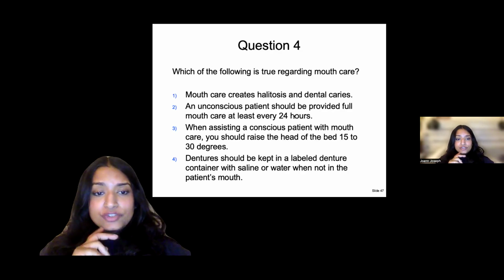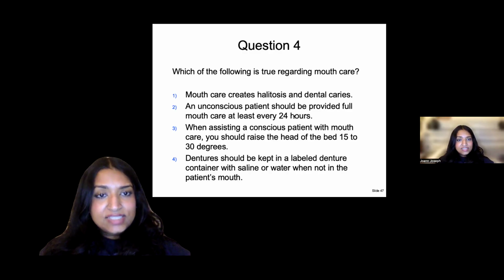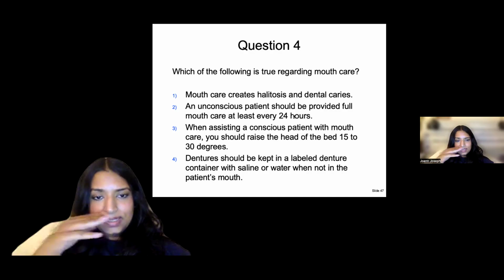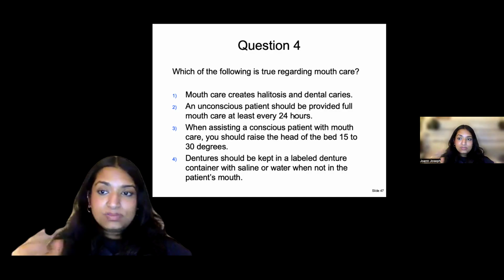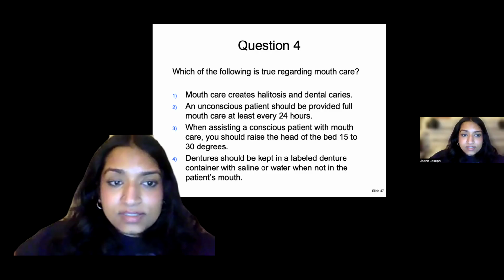Which of the following is true regarding mouth care? Number 1, mouth care creates halitosis and dental caries. Number 2, an unconscious patient should be provided full mouth care at least every 24 hours. Number 3, when assisting a conscious patient with mouth care, you should raise the head of the bed 15 to 30 degrees. Number 4, dentures should be kept in a labeled denture container with saline or water when not in the patient's mouth. So take a second and pause.